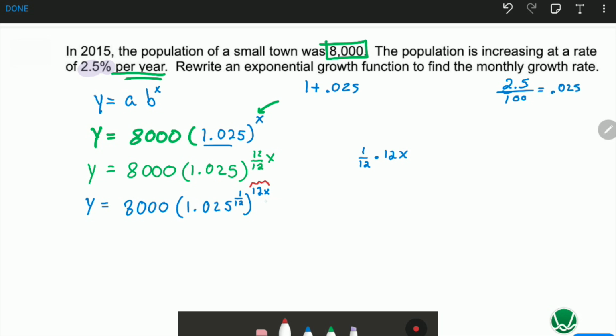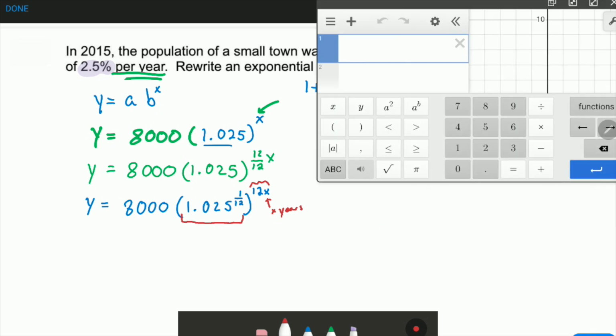And x now still representing the years. We're just now multiplying it by 12 to turn this into a monthly equation. We're still using x as years, but we are converting the growth factor into a monthly growth factor, and in turn turning it to a monthly growth rate. To finish doing that conversion, I just have to deal with this expression inside the parentheses.